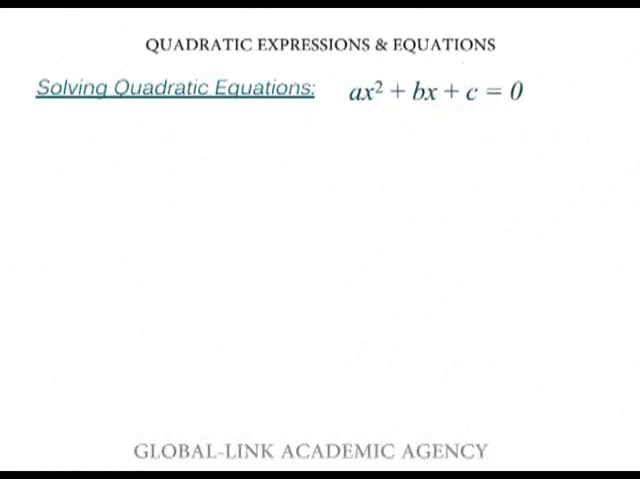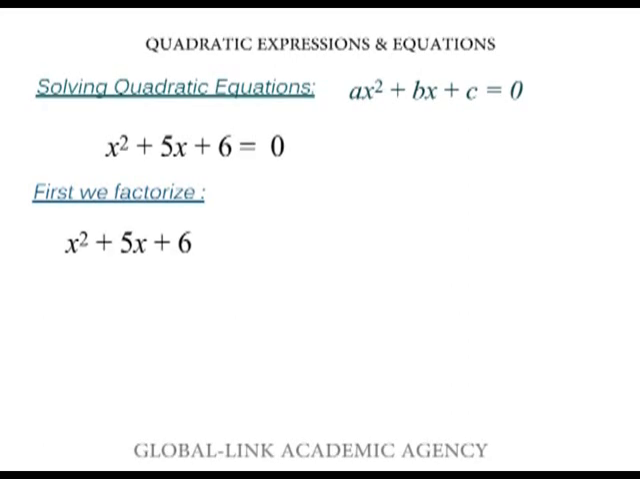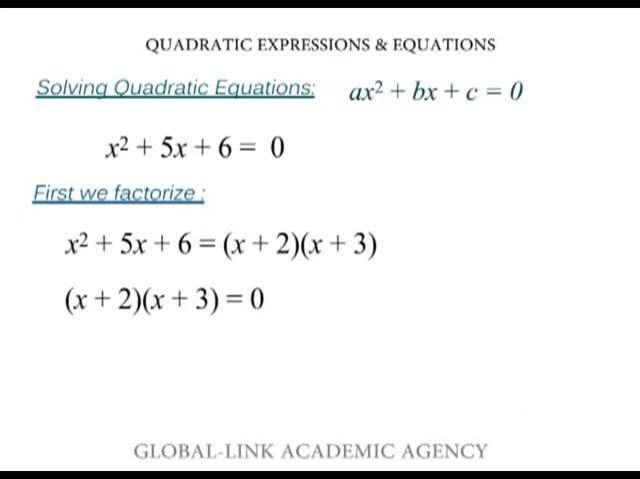Solving quadratic equations. Note that the difference between an expression and an equation is that the latter has an equal sign. That is, x squared plus 5x plus 6 is equal to 0 is an equation. X squared plus 5x plus 6 is an expression. Let's solve the equation. We first factorize. X squared plus 5x plus 6 is equal to (x plus 2) times (x plus 3). Therefore, (x plus 2) times (x plus 3) is equal to 0.